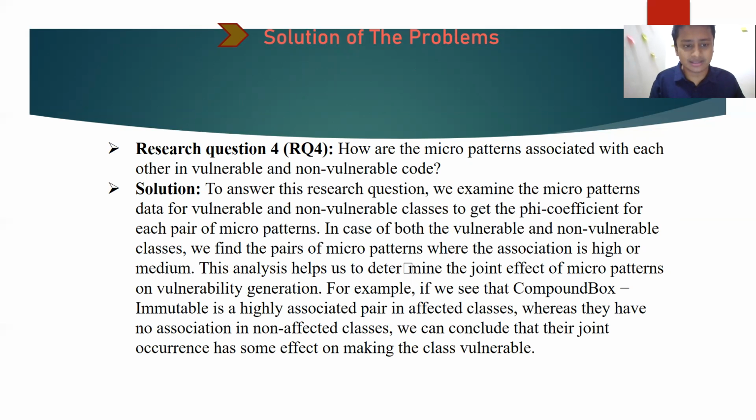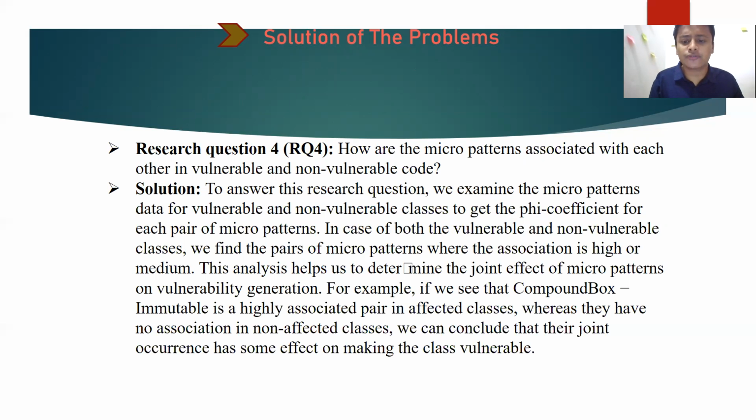The solution from this perspective of the problem: to answer this research question, we examine the microfeatan data for vulnerable and non-vulnerable classes to get the phi coefficient for each pair of microfeatan. In both the vulnerable and non-vulnerable classes, we find the pairs of microfeatan where the association is high or medium. This analysis helps us to determine the joint effect of microfeatan on vulnerability generation.